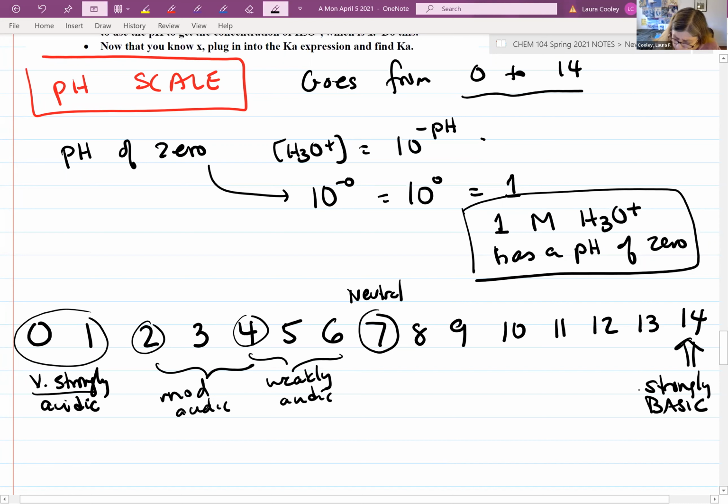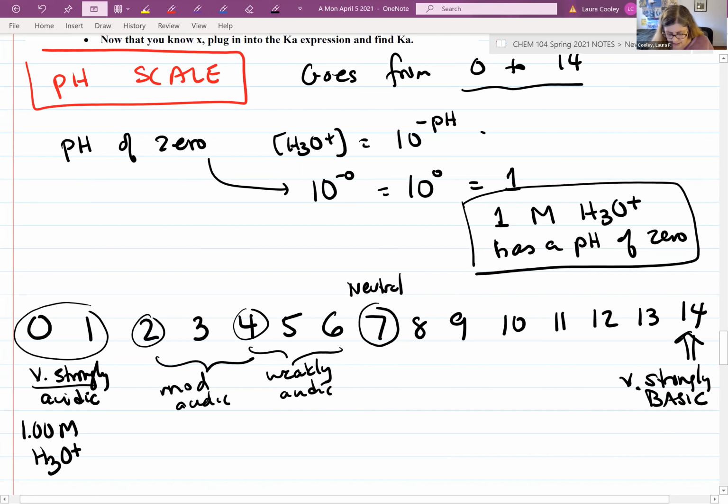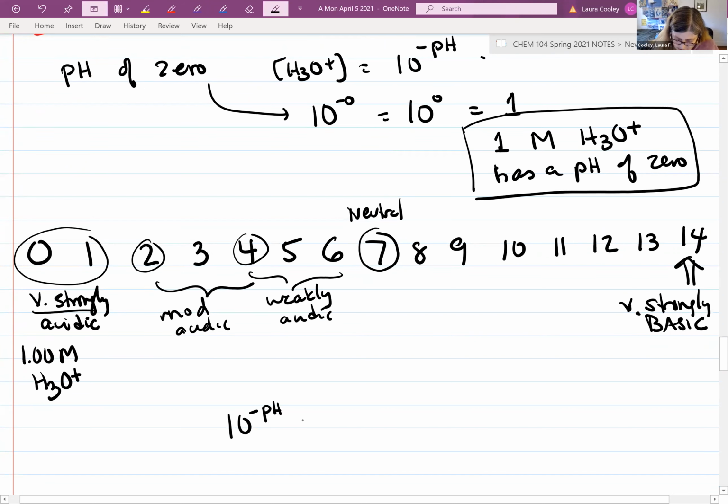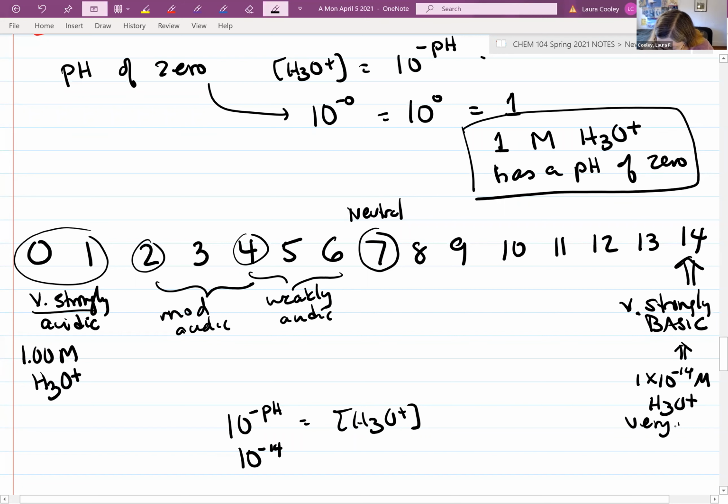So here we have very, very strongly acidic and very strongly basic on both sides. So we know this is 1 molar H3O plus. This 14 here, right? We know that 10 to the negative pH is the H3O plus concentration. So 10 to the negative 14 would be the H3O plus concentration here. 1 times 10 to the negative 14th molar H3O plus. That's a very, very tiny concentration of H3O plus.